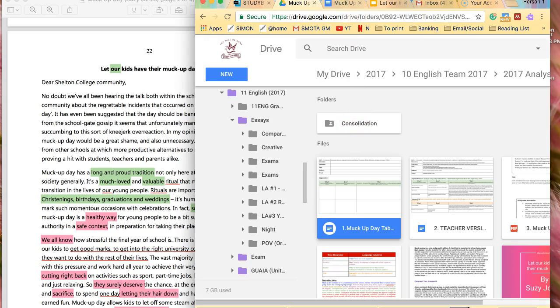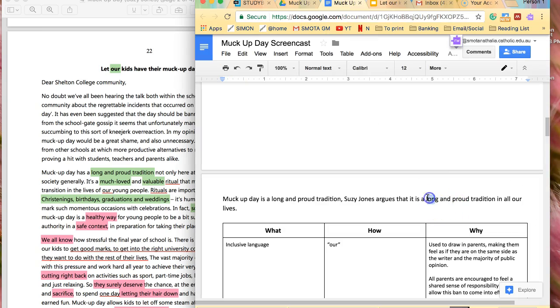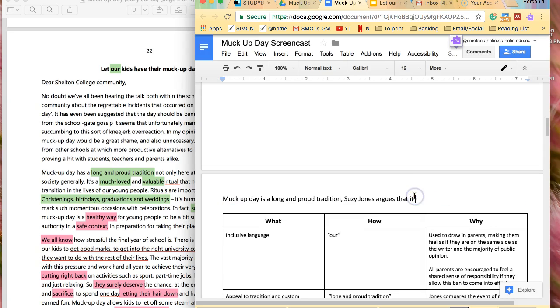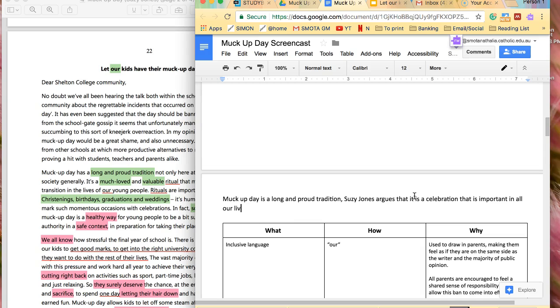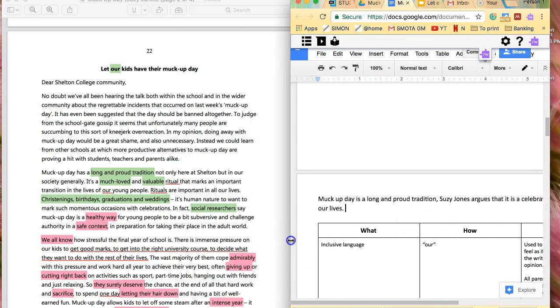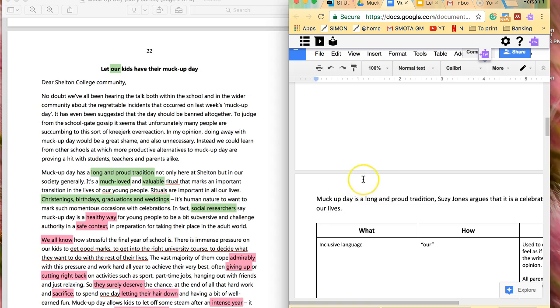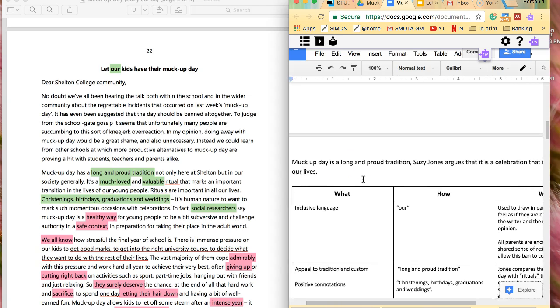That it is a celebration that is important in all our lives. Okay. So then we need to unpack the ways that she's making these arguments.